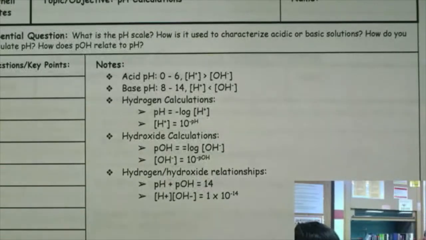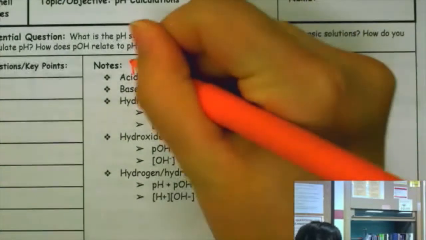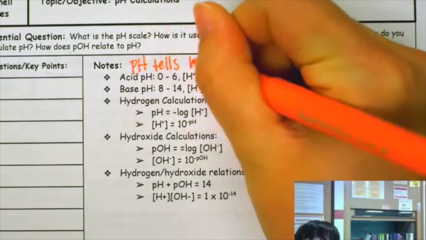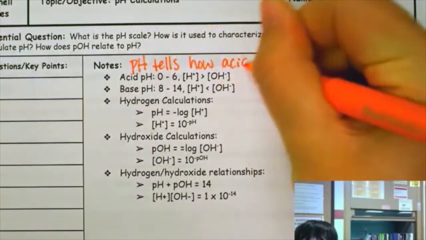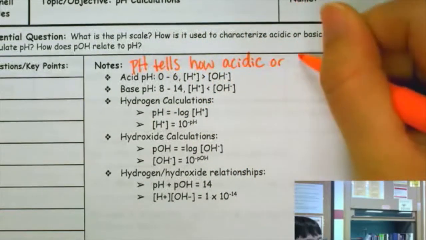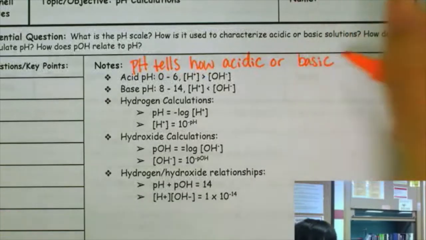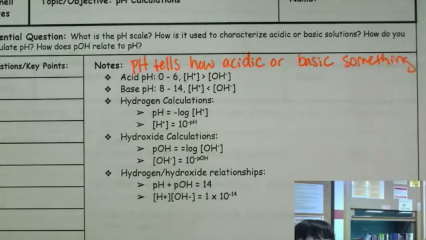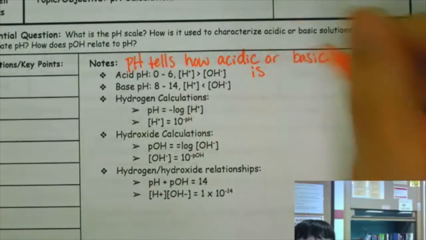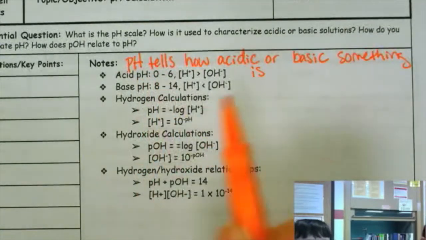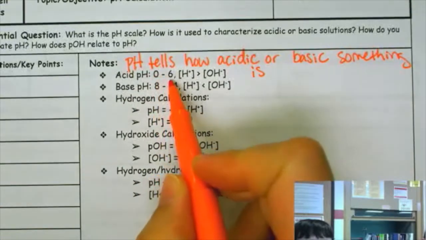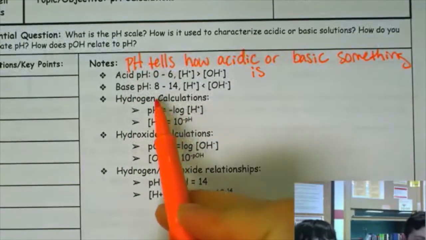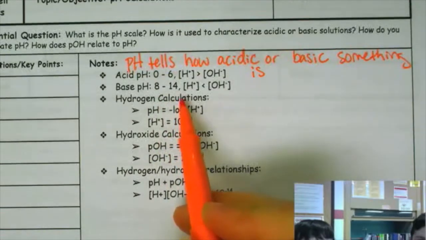We know pH tells how acidic or basic something is, right? And the more hydrogen we have, the more acidic. The more hydrogen, the more acidic it is. So pH from 0 to 6 is an acid, right? We know that. And if it's from 8 to 14, it's a base, and then 7 is neutral, right?